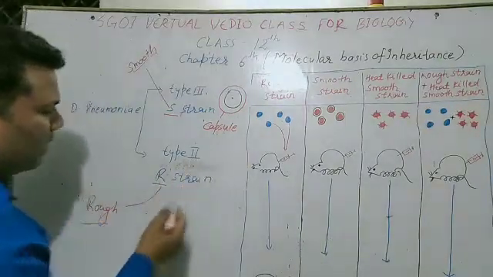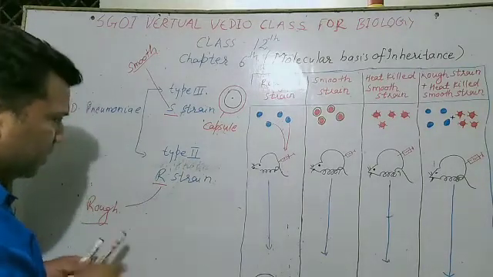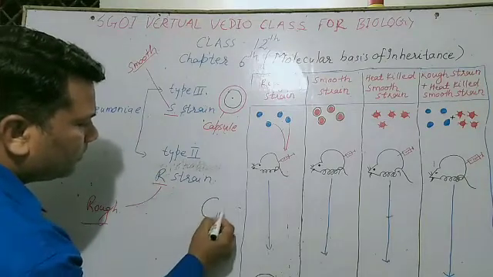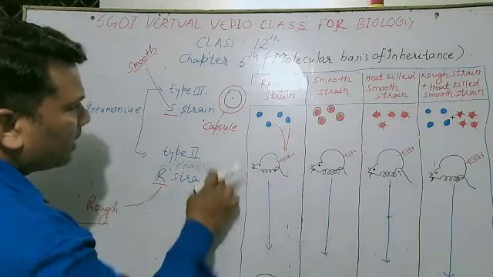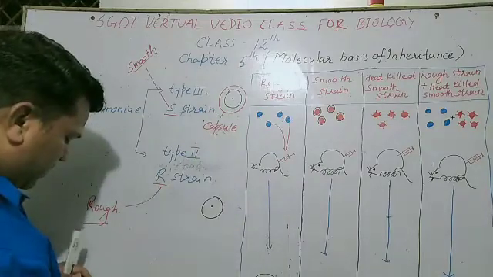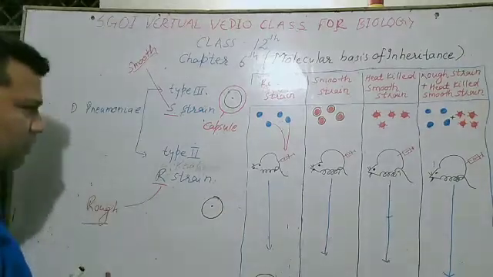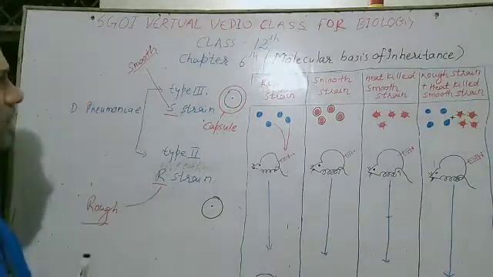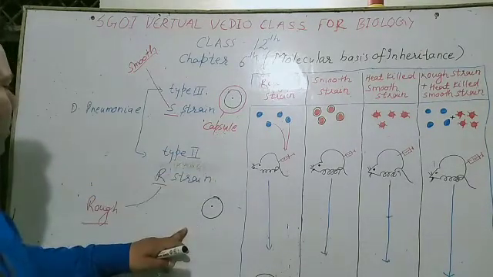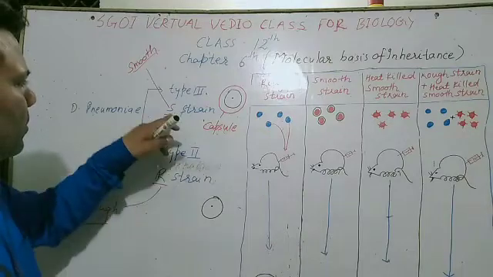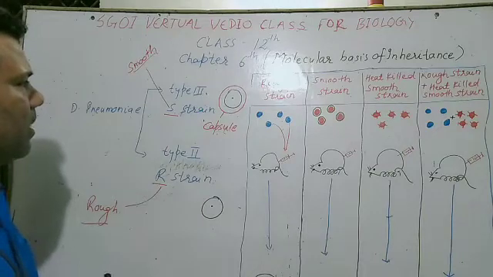But in a type 2 R strain, the bacteria is made up of only the cell, in such a way that it does not have this capsule covering around it. So this is called capsulated Diplococcus pneumoniae and this is called non-capsulated Diplococcus pneumoniae. It is called S strain, smooth strain, and this is called rough strain.